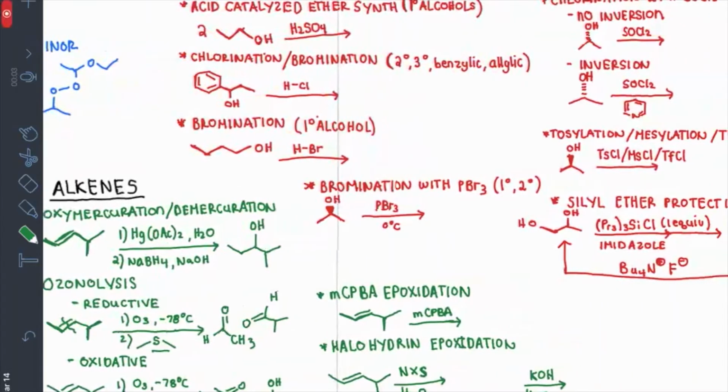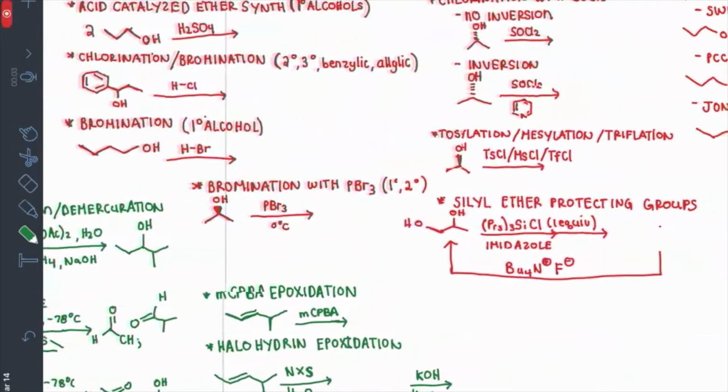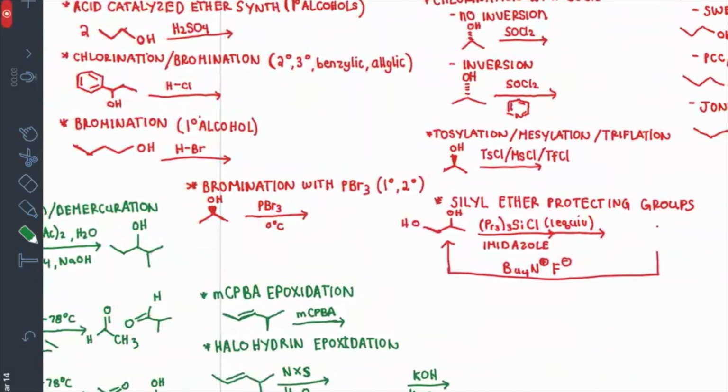All right. Next up, we have mCPBA epoxidation. As the name suggests, we just create an epoxide from our alkene.